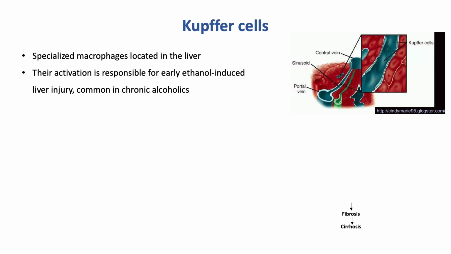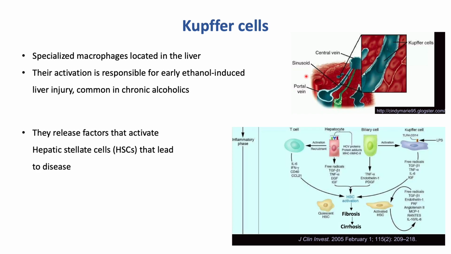Recalling our given question, we had other options as well. Of the other options, we had Kupffer cells. These are specialized macrophages located in the liver. Their activation is responsible for early ethanol-induced liver injury, which is common in chronic alcoholics. These Kupffer cells release factors that activate hepatic stellate cells, that is HSCs, that lead to the disease.